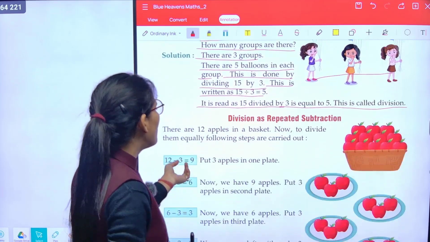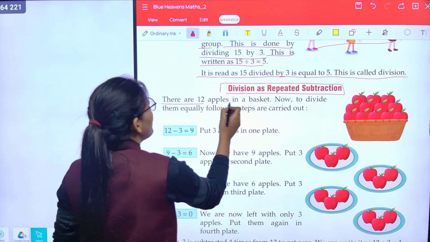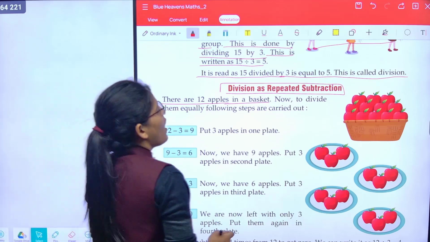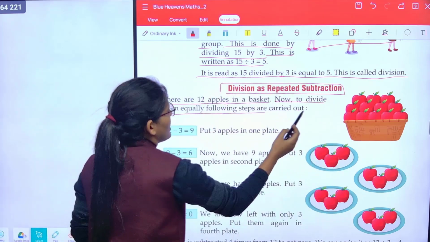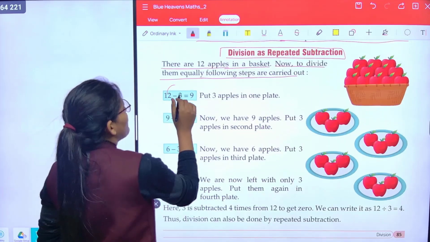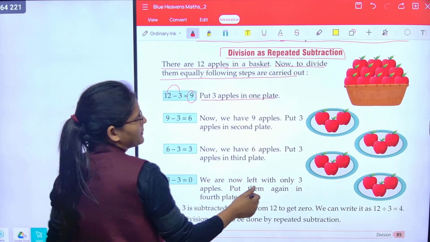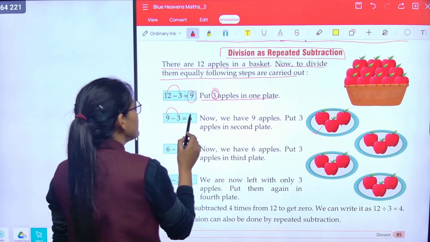Okay, now division as repeated subtraction. There are 12 apples in a basket. एक बास्केट में 12 एप्पल हैं क्लास. Now to divide them equally, the following steps are carried out. Now in 12 minus 3 is 9, put 3 apples in one plate. अब हम 3 एप्पल एक प्लेट में रखेंगे. Now 9 minus 3 is 6.